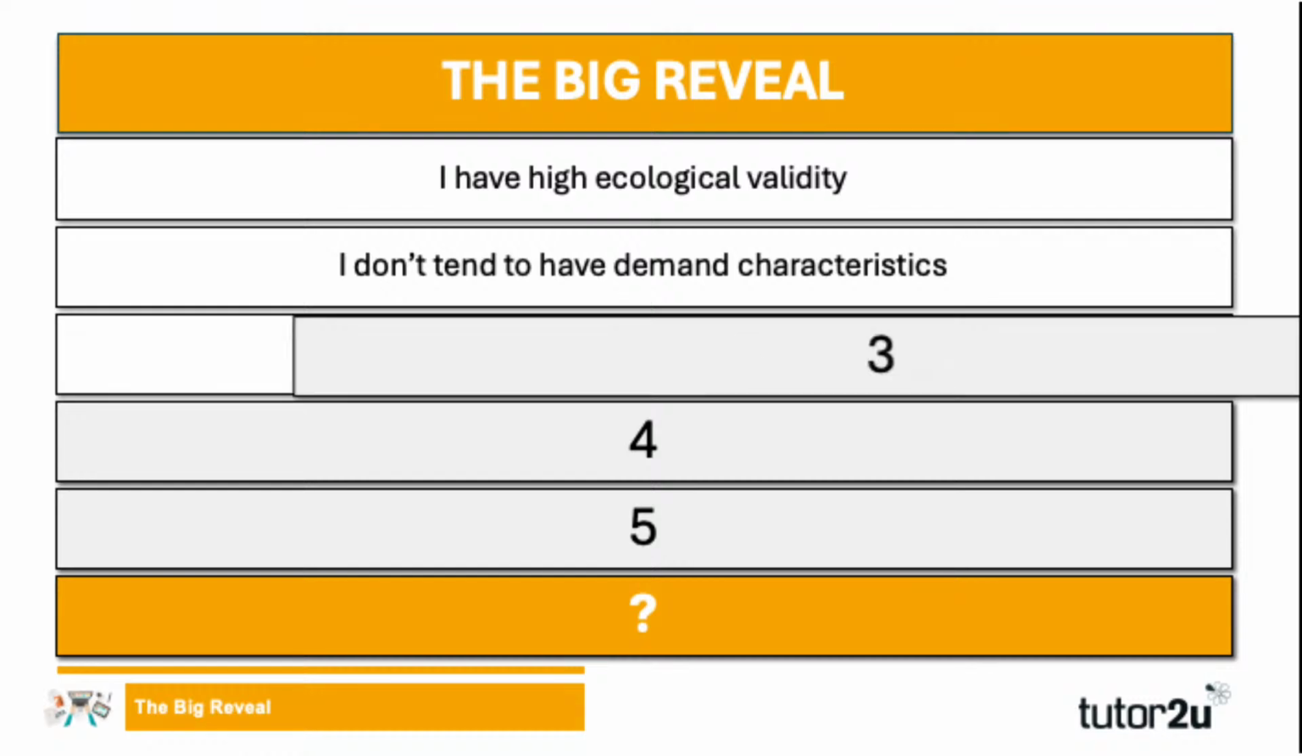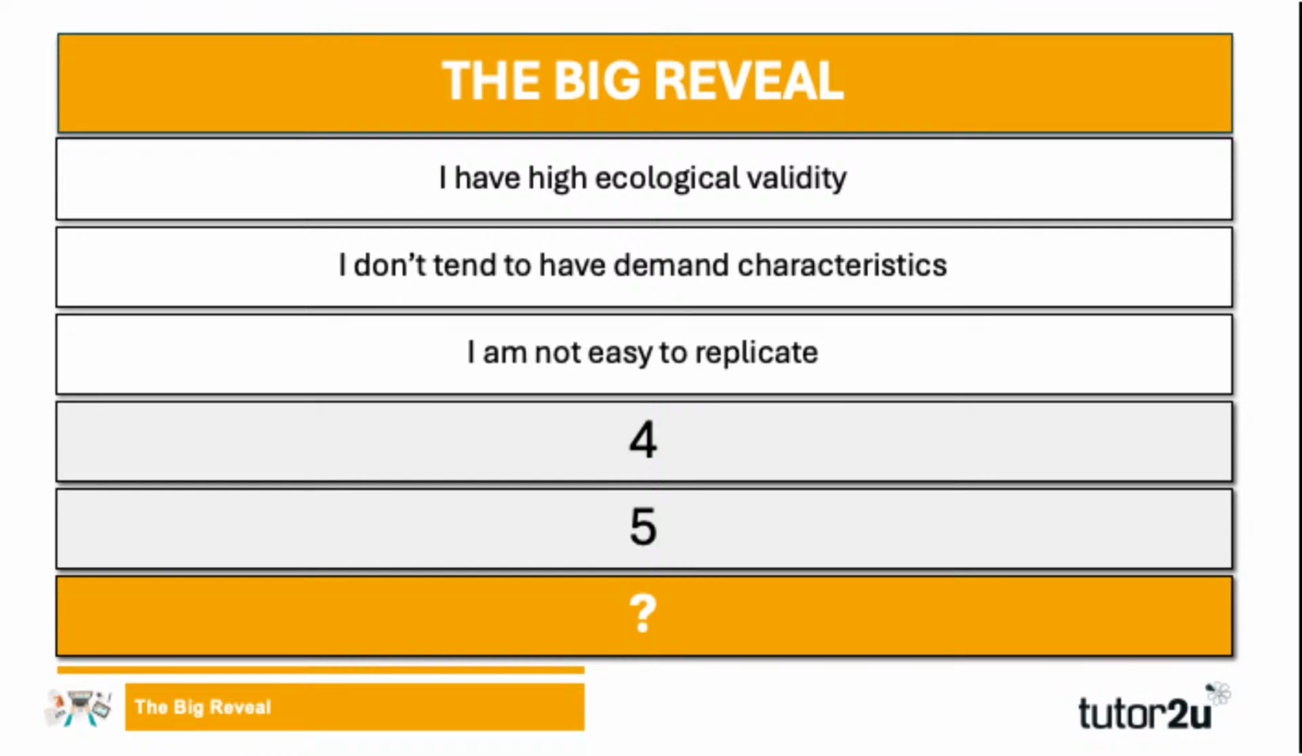All right, let's go to clue 3. I am not easy to replicate. Have we got any changes in answers or any different answers? So Maisie's saying quasi. We've got some field in there as well. Let's go to clue 4. Maybe we can get a bit more clarity. Okay, this is a big giveaway, guys. The IV is manipulated. So a research method where the IV is manipulated, but we still have high ecological validity. What is that?